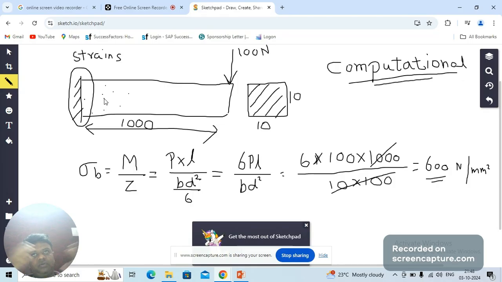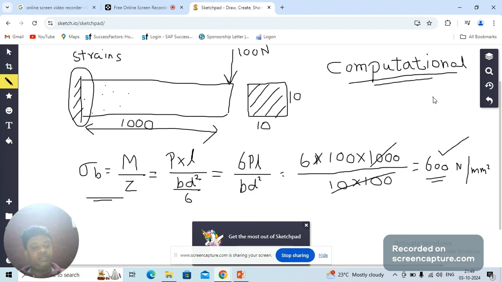So there are three ways of doing it. Experimentation means you're fabricating the cantilever beam, applying the boundary conditions and loading conditions in real, and extracting the bending stress using the strains that are generated. With analytical methods, you use governing equations like sigma b equal to M by Z, and then extract the bending stress. And this is the computational method, which is one of the methods.